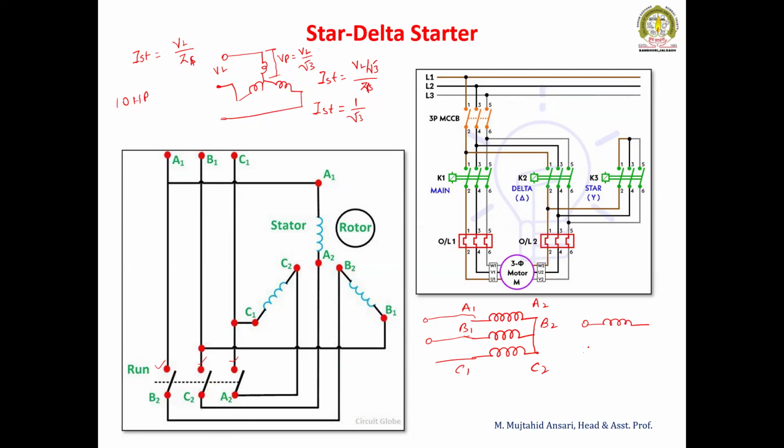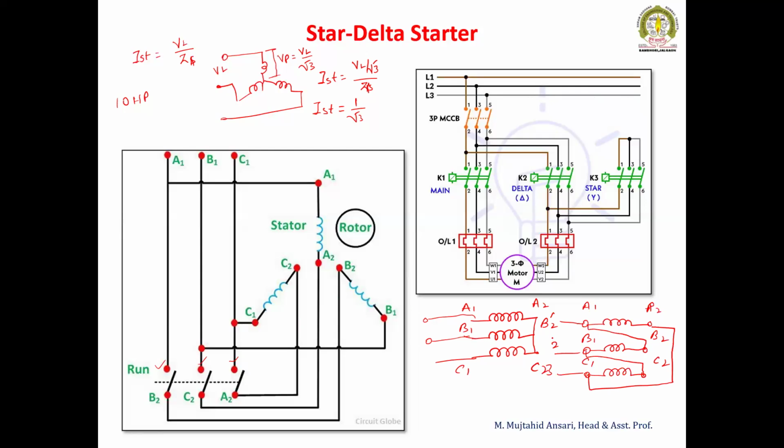So there are three windings, and the three windings have 6 terminals in the terminal box. It is connected with the supply, this is 1, 2, 3, whereas A1, A2, B1, B2 and C1, C2. Now we will connect A1 to B2, B1 to C2 and C1 is connected to the 2. So now it becomes a delta.